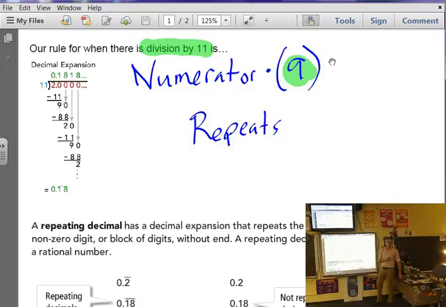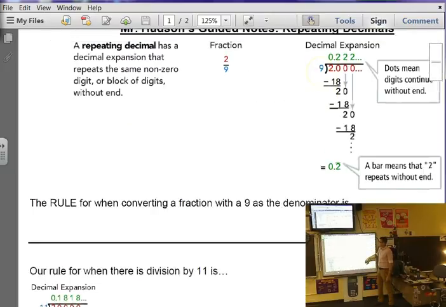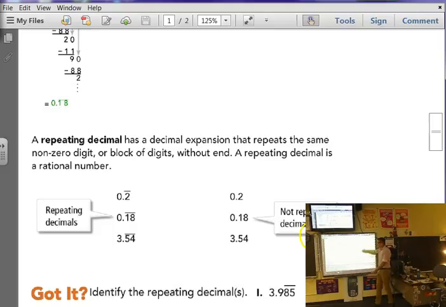Oh, that'd be nice. Could we make this rule any easier? Think about it like this. Division by 11 multiplies by 9. Could I say division by 9 multiplies by 11? Yes, because the numerator times 11 would just give you that number repeated. So division by 9 multiplies by 11. Division by 11 multiplies by 9. That rule works back and forth. All right, ready to move on?